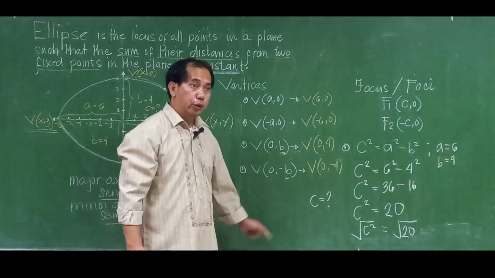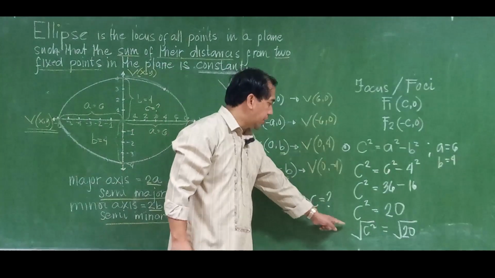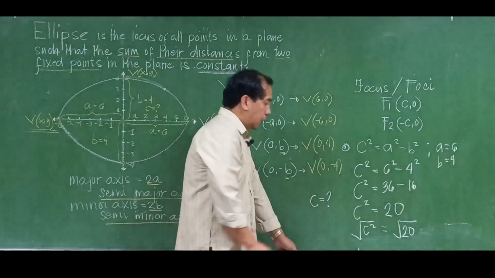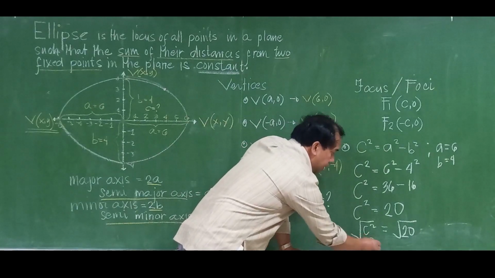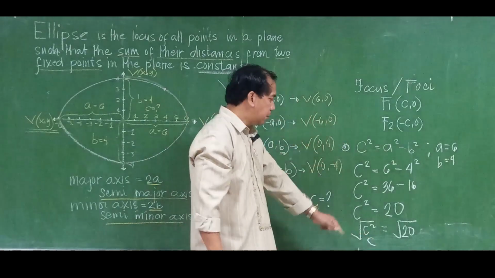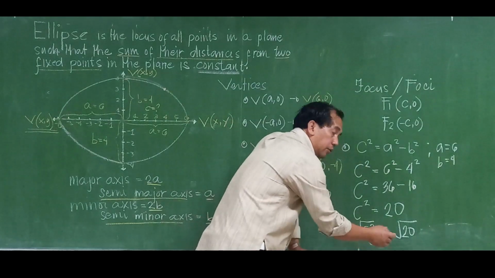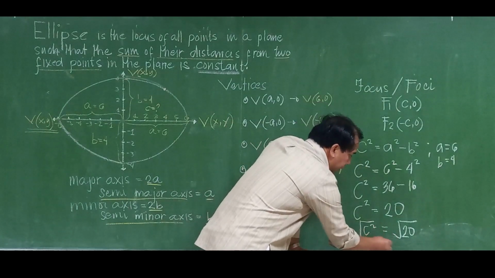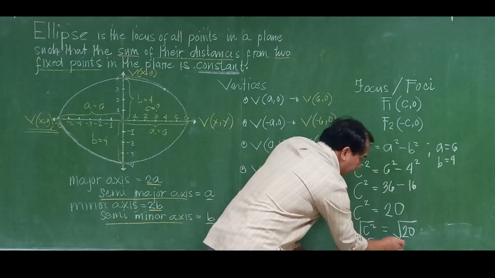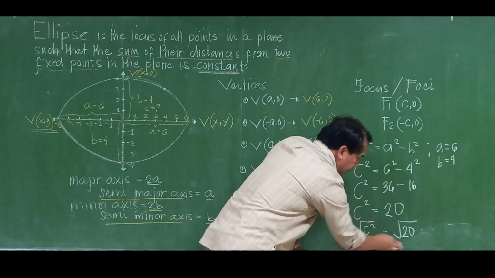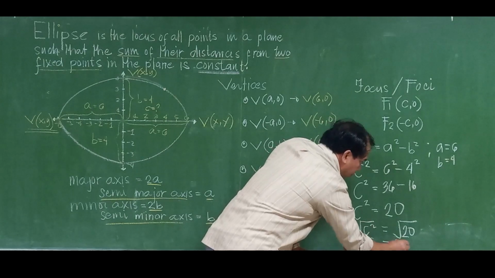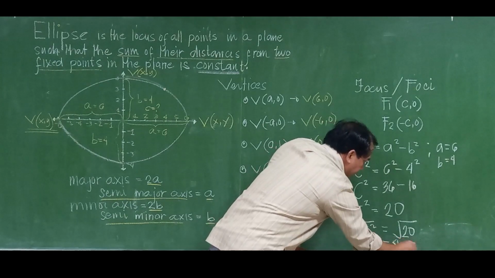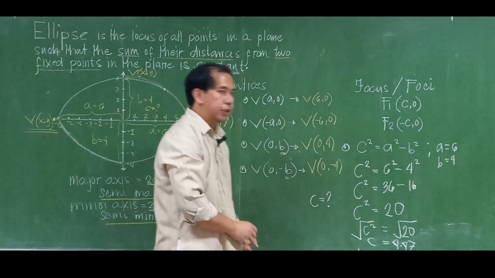Okay, so let's continue. Now what must be the square root of C squared? The square root of C squared is C. Now what must be the square root of 20? That is actually 4.47.